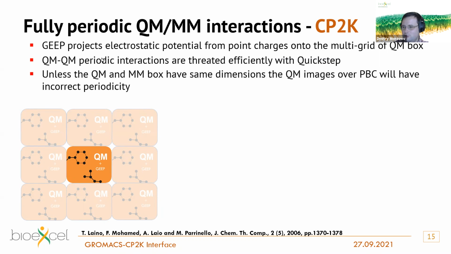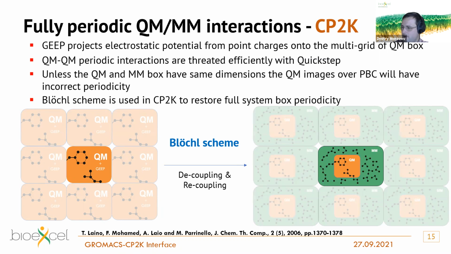you use the so-called Blöchl scheme in CP2K, where you decouple and recouple using the multipole expansion of your density. Decouple means that you first calculate all interactions between, for example, this part and all its neighbors in the neighboring cells. You remove those interactions using the multipole expansion. And then you reintroduce them back with the correct periodicity, basically. You just split your system, and with the correct periodicity, you recalculate them back. This scheme was also proposed in the 90s, I guess, to restore the periodicity of your system.